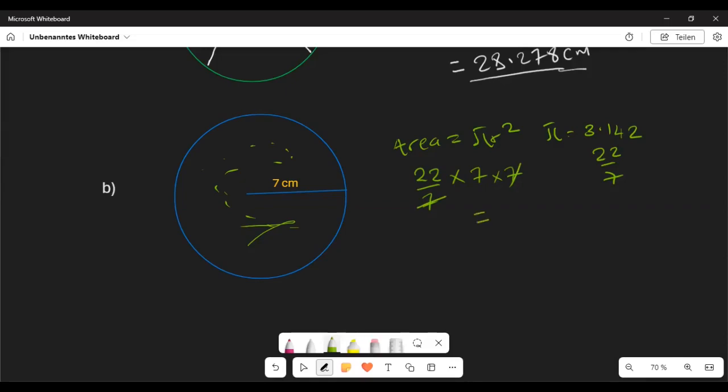So 22 times 7, 7 times 2 will give us 14. We carry 1. Then 7 times 2 will give us 14, plus 1 is 15. So 154. So 154 square centimeters. Square centimeters, not cubic. Okay, so that is going to be our answer.